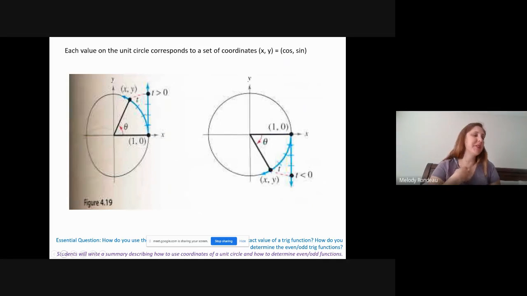All right, so then we have this picture. Each value on the unit circle corresponds to a set of coordinates, an x value and a y value, which we know as sine and cosine. I'll give you a second to jot that down in your notebook.